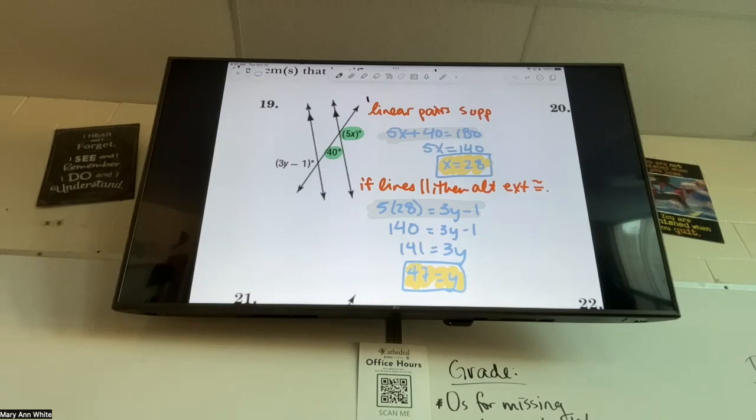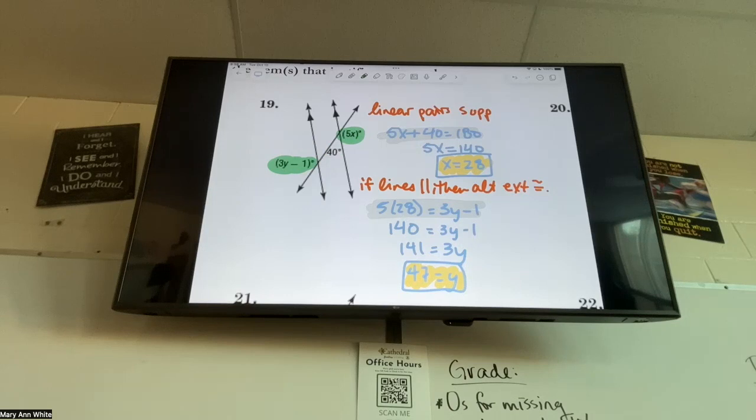Okay, next thing we wanted to look at is how 3y minus 1 relates to either of those angles. 3y minus 1 does not have a relationship with 40. Those are just in two funny spots that they don't have a relationship together. So instead, I knew that 5x and 3y minus 1 were alternate exterior angles. And so I wrote the statement, if lines are parallel, then alternate exterior angles are congruent.